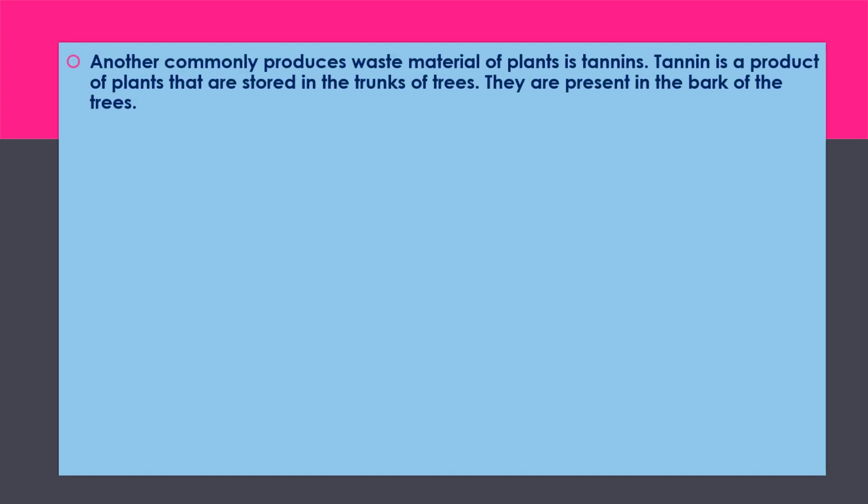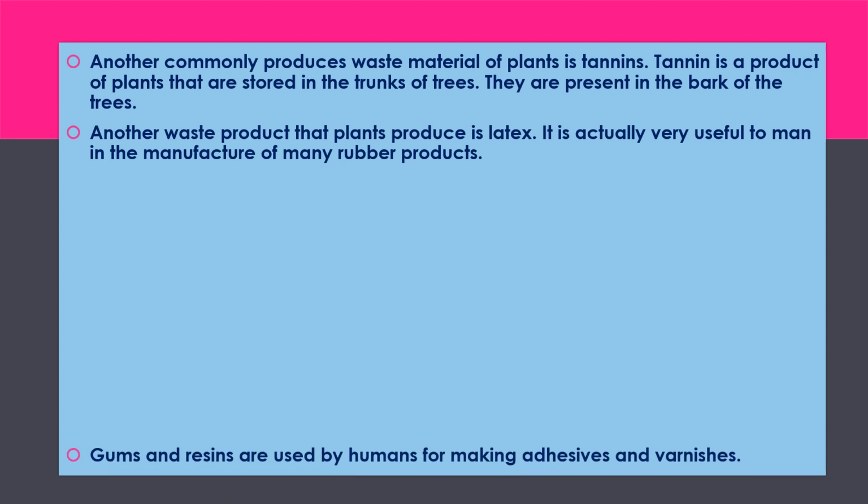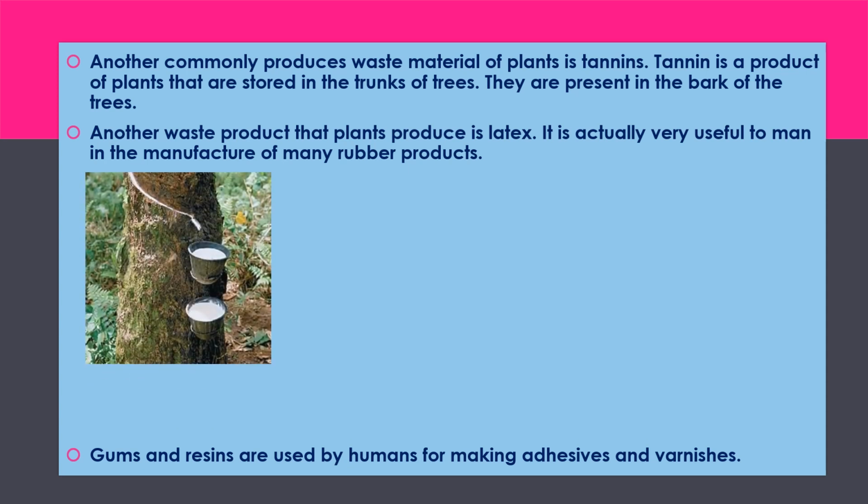Another commonly produced waste material of plant is tannin. Tannin is a product of plant that is stored in the trunks of trees. They are present in the bark of trees. Another waste product that plants produce is latex. It is actually very useful to man in the manufacture of many rubber products. Gums and resins are used by humans for making adhesives and varnishes.